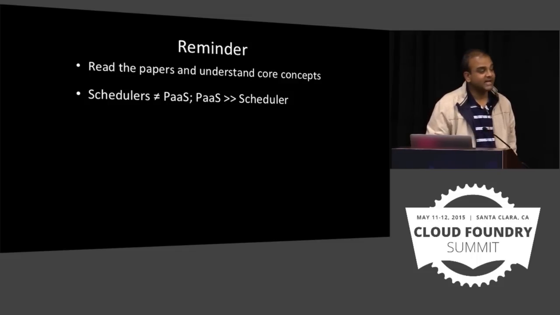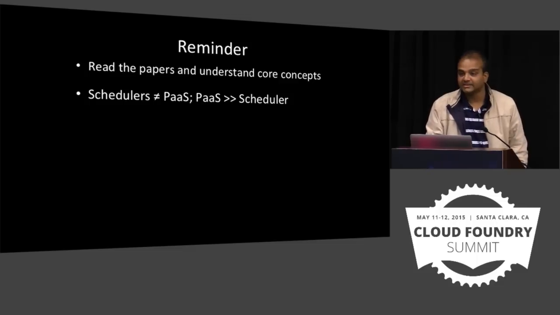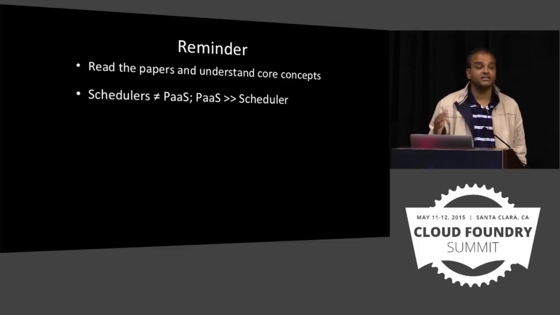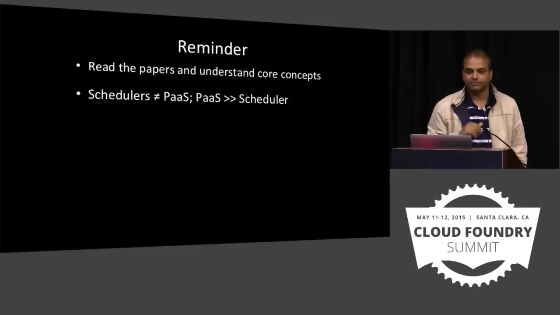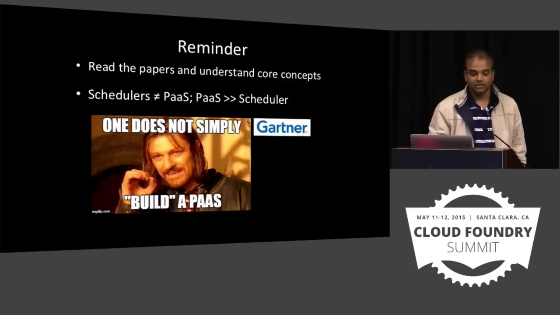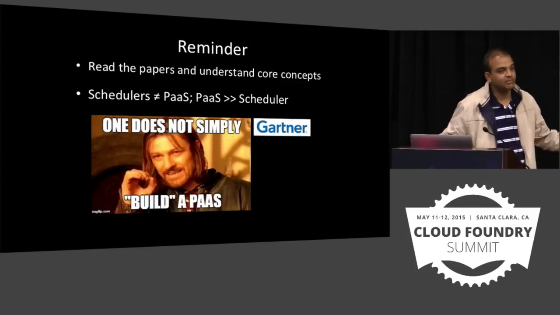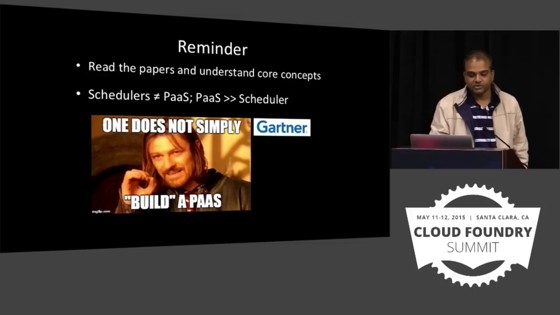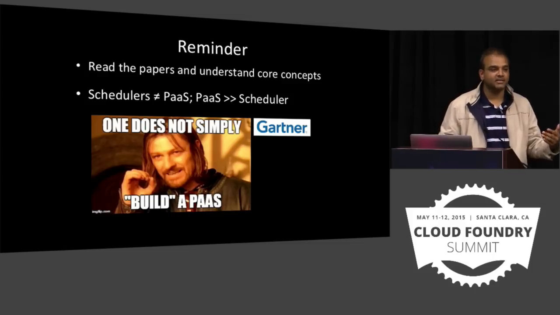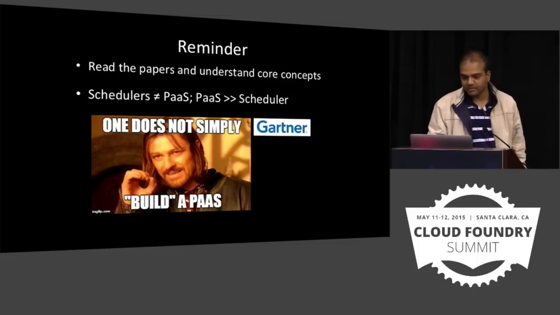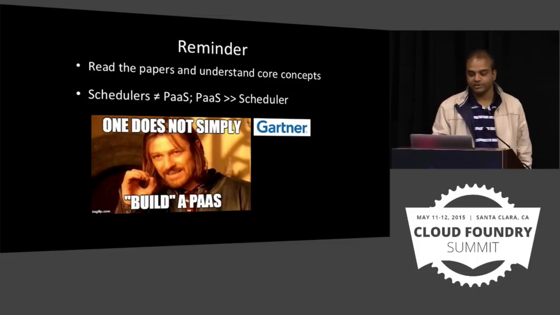But the important thing to understand is that the schedulers are not a PaaS. They are a very, very small subset of a PaaS. There's a lot of things you need to add on top of a scheduler to make it usable within the enterprise. So if I'm doing a CF push, I want to get something back. In fact, this is not my image. This is Gartner, which is actually pretty cool. And they said, one does not simply build a PaaS. This actually came out a couple of weeks back. So understand the core concepts, but don't go around building a PaaS unless you have a lot of time on your hands and you don't care for your job.